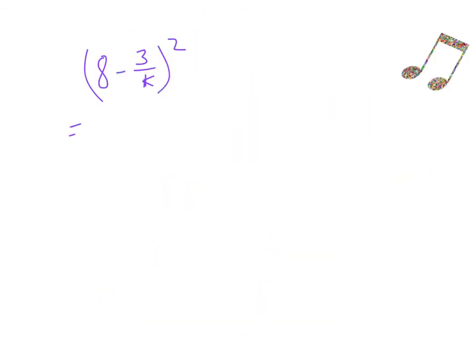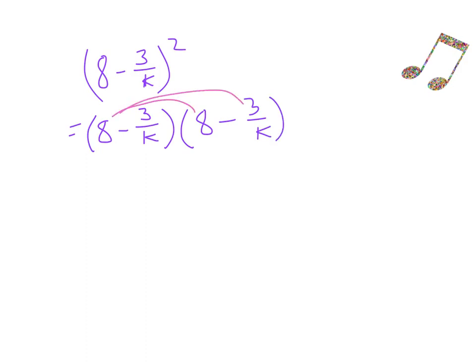Okay, we're going to do a second example, which isn't a unitary fraction. So 8 minus 3 over k, all squared. So the first step's the same. I'm going to say that's the same as 8 minus 3 over k multiplied by 8 minus 3 over k. And I'm going to multiply out the brackets using the same rules, being careful about that negative.